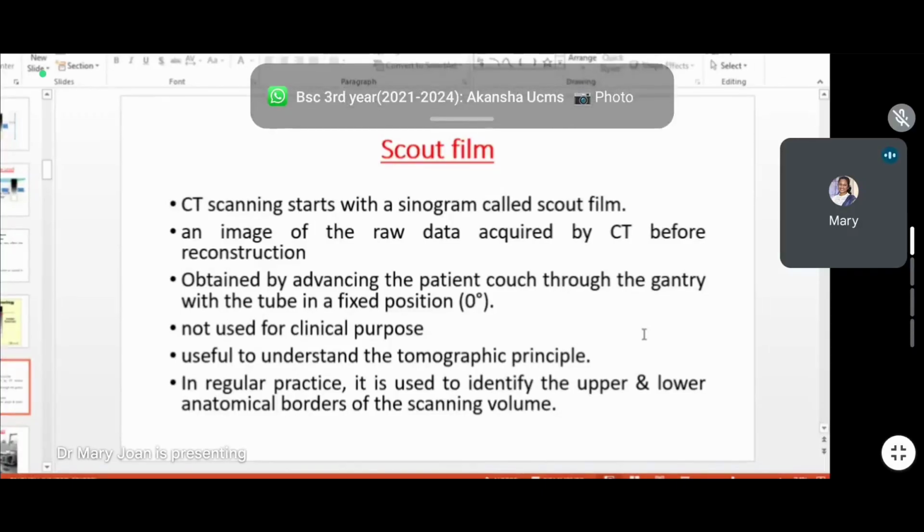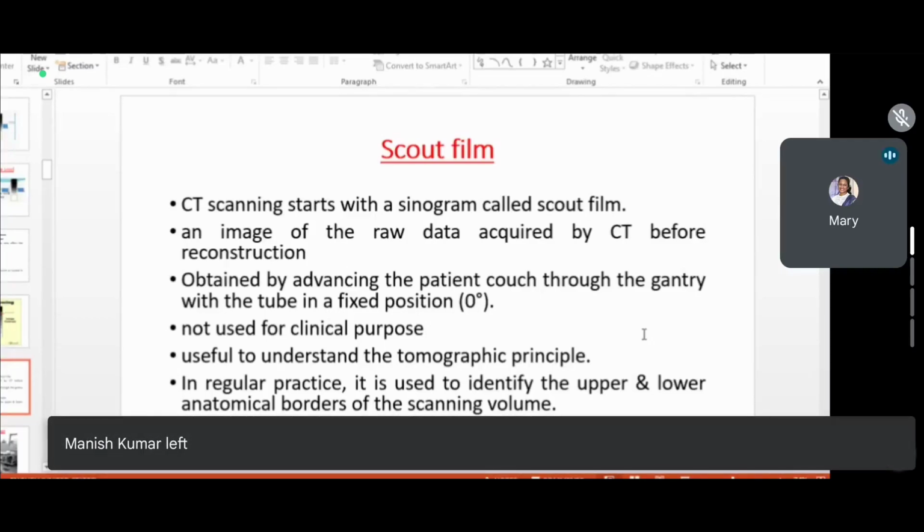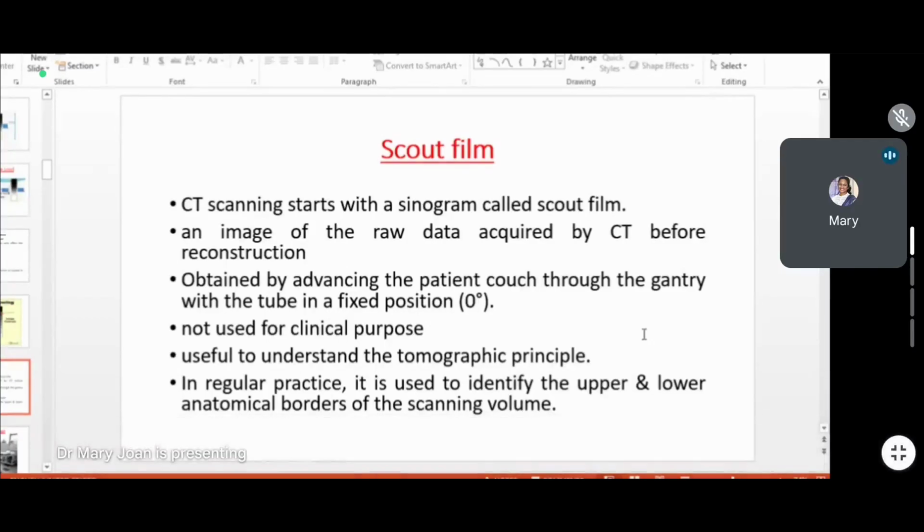Scout film. CT scanning starts with a cyanogram called scout film, an image of the raw data acquired by CT before reconstruction. It is obtained by advancing the patient couch through the gantry with the tube in a fixed position, preferably at 0 degree, and is not used for clinical purpose. It is useful to understand the tomographic principle, and in regular practice it is used to identify the upper and lower anatomical borders of the scanning volume.